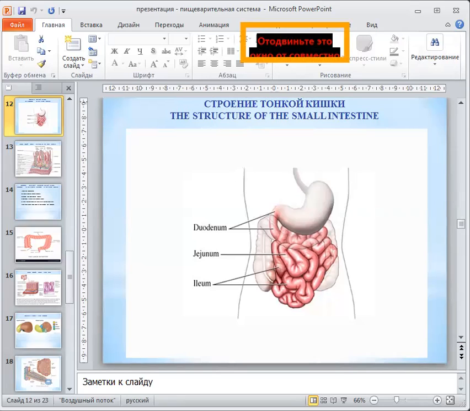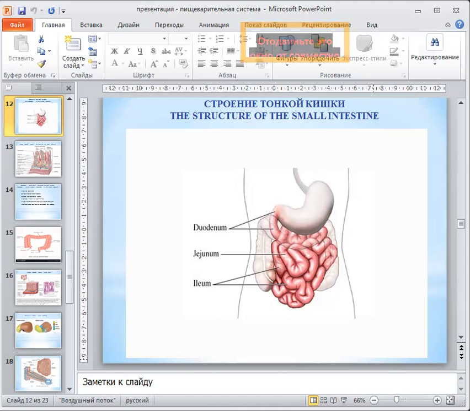Small intestine consists of three parts. The first one is duodenum. The length of duodenum is 25 to 30 centimeters. The second one is jejunum. Jejunum makes up half of the total length of small intestine. The third one is ileum. Ileum is the rest part of the small intestine.